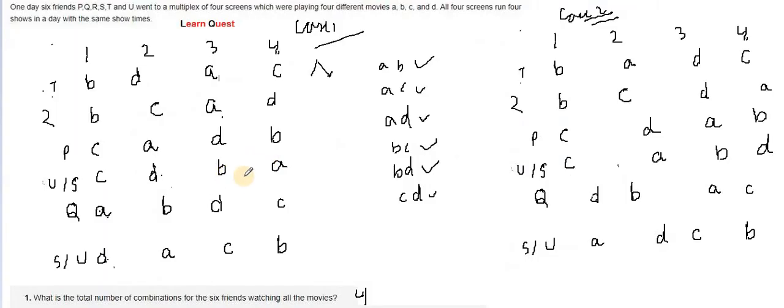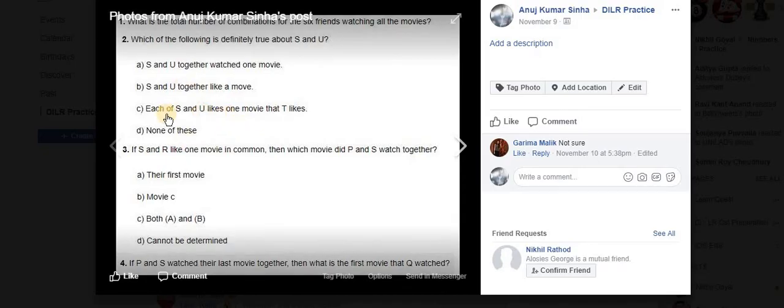Each of S and U likes one movie that T likes. Now T is liking B and D, so S will like D. Okay, so each of S and U is liking, in this case check here also, T is liking B and A, so here A, yes. So yeah, that is true. Each of S and U will like one movie that T likes. Correct? In all the cases we can see it is correct. So that C is also true. So for the second question, the answer will be both B and C.